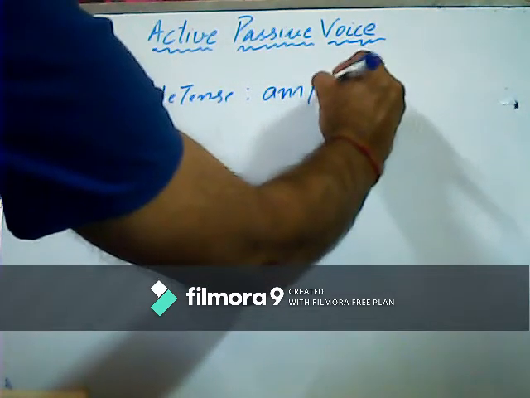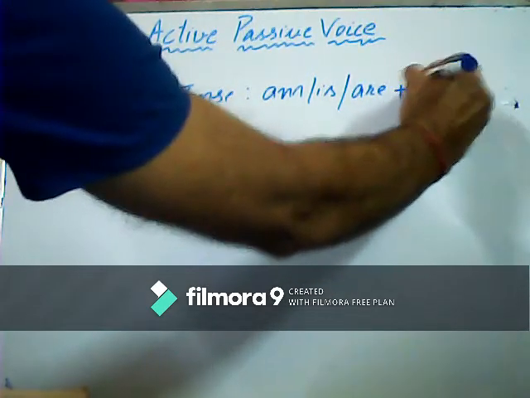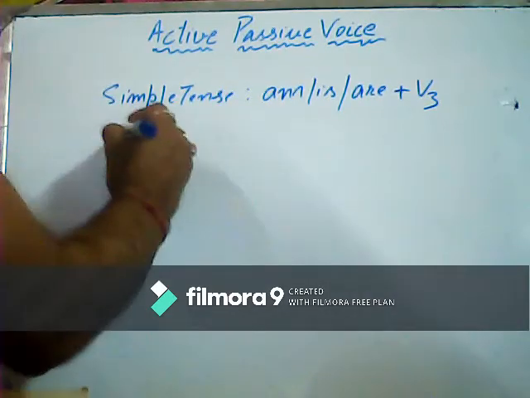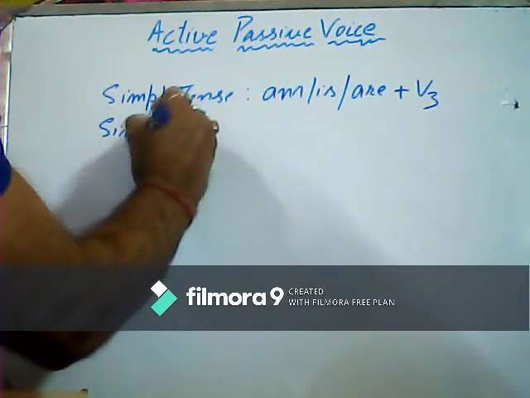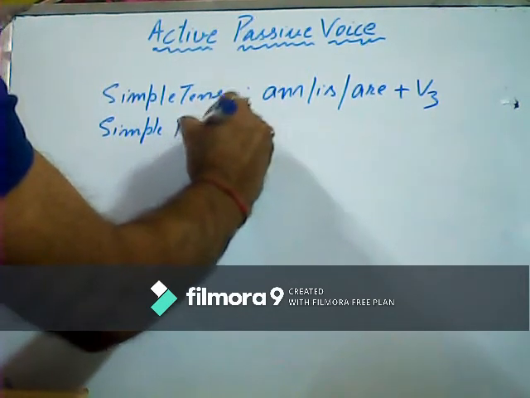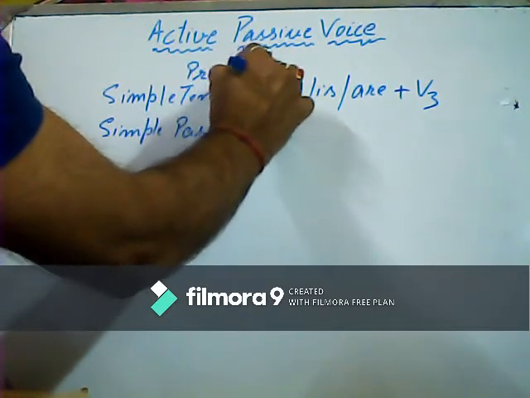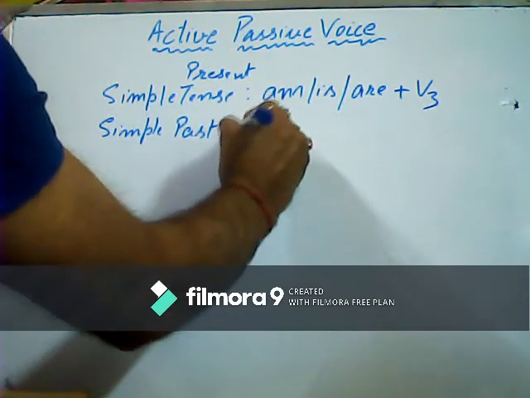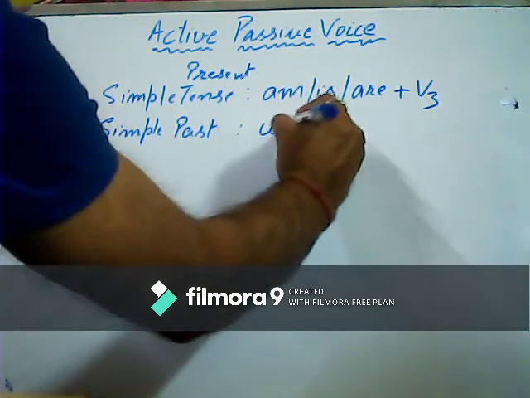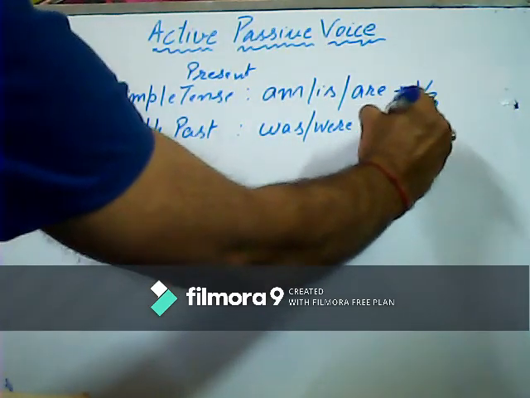According to that new subject, we will use am, is, are plus the third form of the verb. This is for simple present. For simple past, what will we do? We'll use was, were plus the third form of the verb.